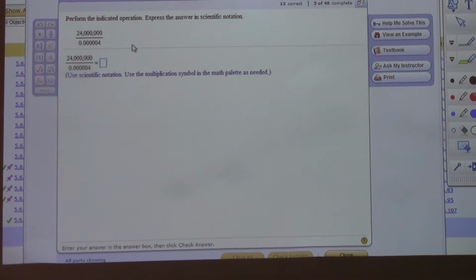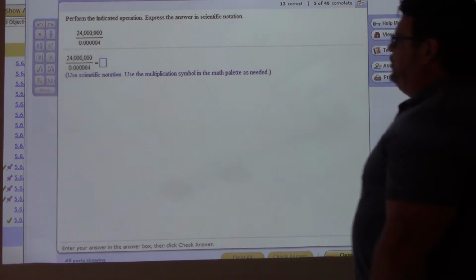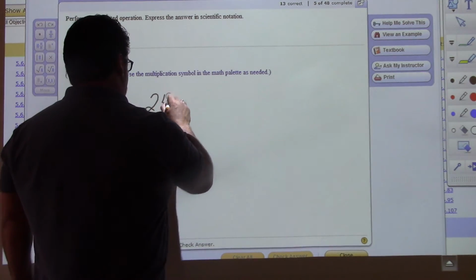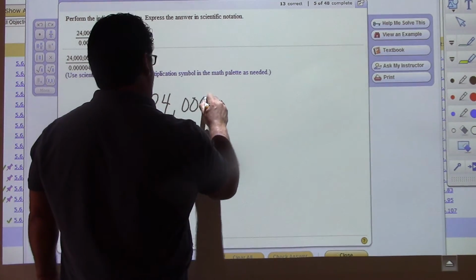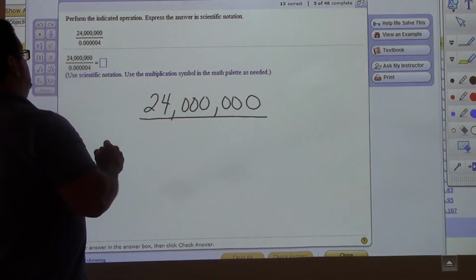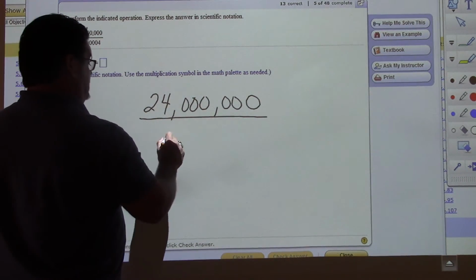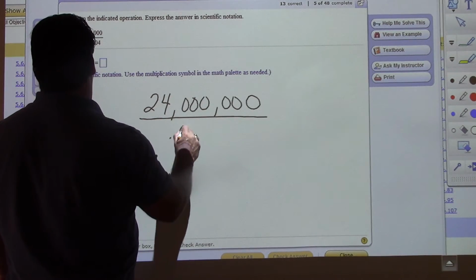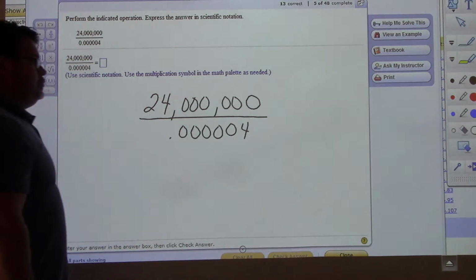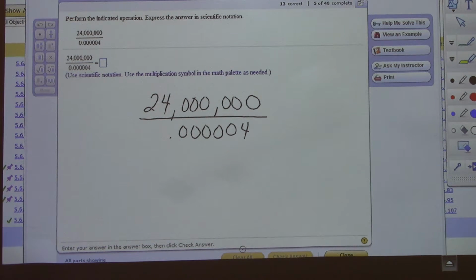I'll write it down for those people that sit toward the back of the room and can't see. 0.000004. So 24 million divided by 0.000004. That's 24 million divided by 4 millionths. That's going to be a huge number.